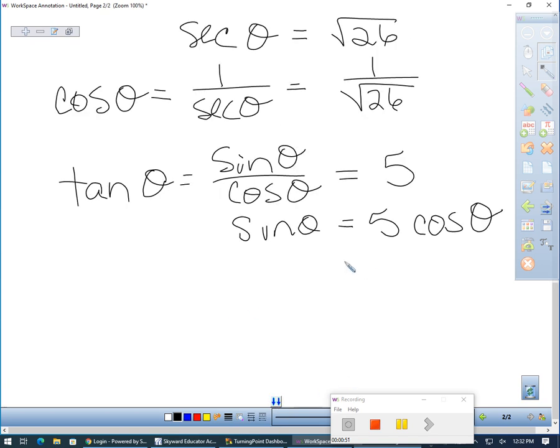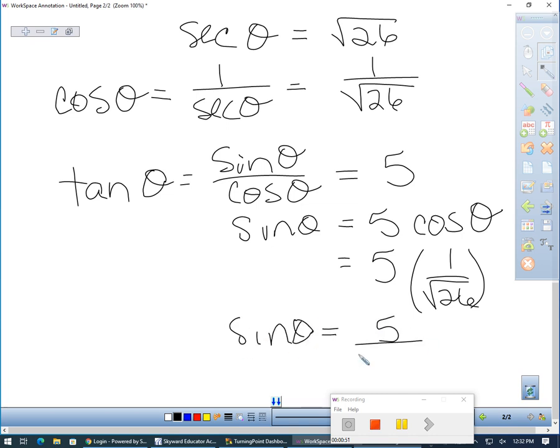What is cosine? 1 over the square root of 26. So that means my sine theta equals 5 over the square root of 26. So I found cosine and I found sine.